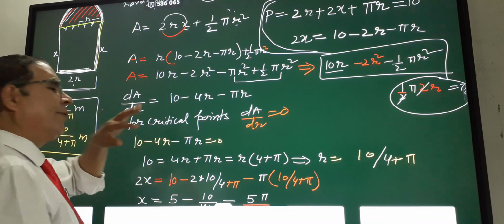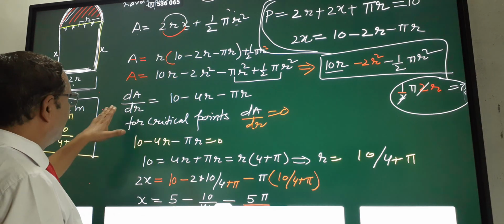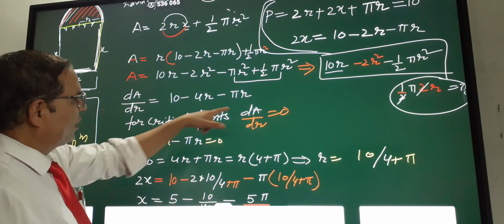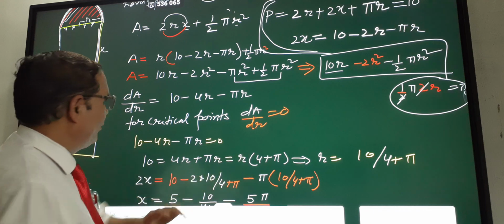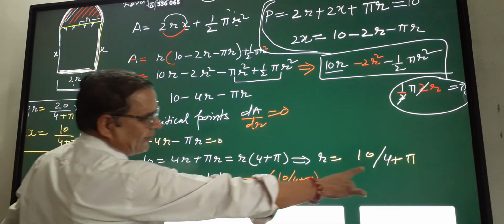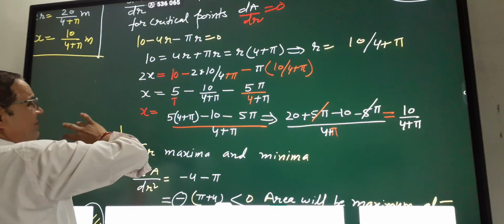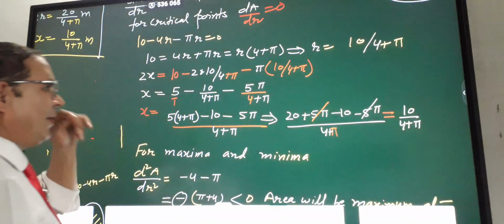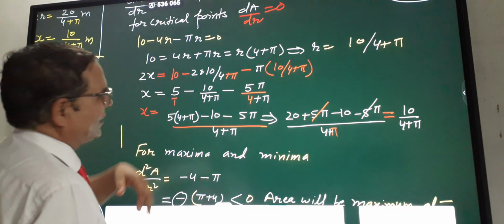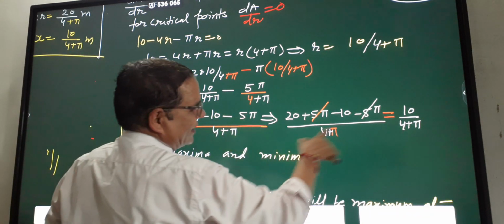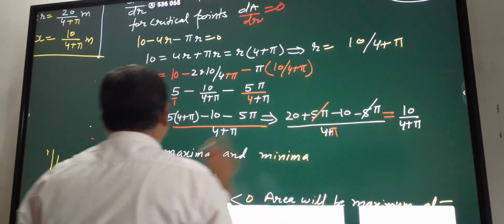So now maximum-minimum is not yet decided, but according to the question I am saying. Then the first order derivative d/dr for the critical point equal to 0, and then I am getting r as 10 upon 4 plus pi. उसके बाद हमें क्या करना है? We have to calculate the value of x also. r की value मैंने x में रखी, तो हमारा x आ गया 10 upon 4 plus pi. Again it is coming for maximum-minimum.